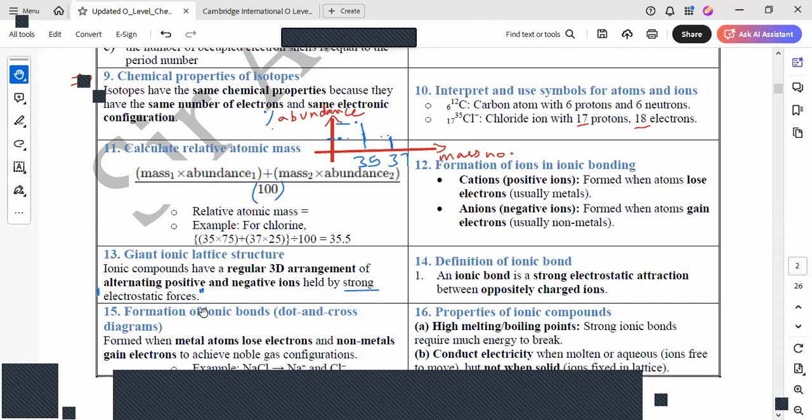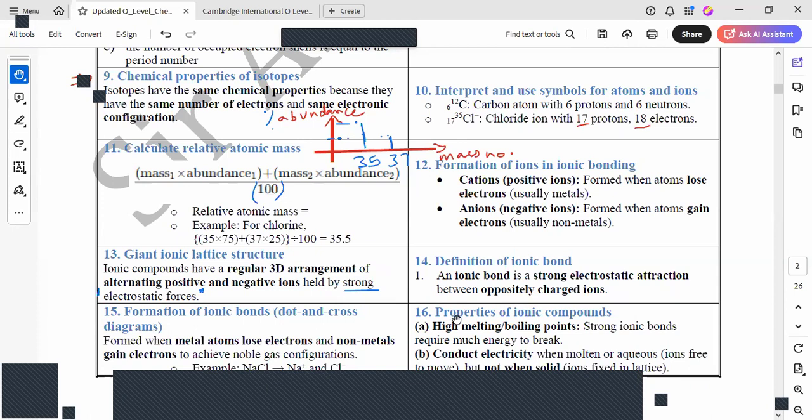Okay, you guys have already studied about it. Ionic bonds form when metal atoms lose electrons and non-metal atoms or polyatomic ions gain electrons to achieve noble gas configuration. An example is sodium chloride. We have drawn the structure in class multiple times, so you are well familiar with how to draw the dot and cross diagram of ionic compounds.